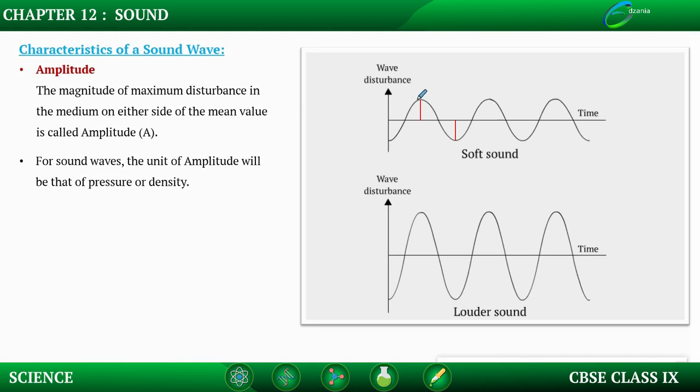So what is the thing that is changing in the sound quality? That is its amplitude, that is its volume. So actually what is changing? Its energy. Because for sound waves, our y-axis represents density or pressure. So for sound waves, the unit of amplitude will be of density or pressure.